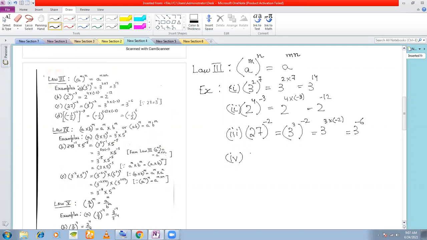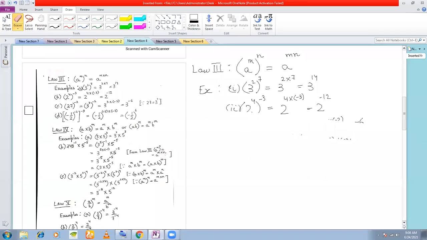And finally, say you have minus half to the power of minus 2, and again, this entire number has been raised to the power of minus 3. So how will you work this out? Write minus half as it is, and you multiply minus 2 with minus 3 to get minus half to the power of minus 2 into minus 3, which is plus 6. So minus half to the power of 6. This is the way the third law works.